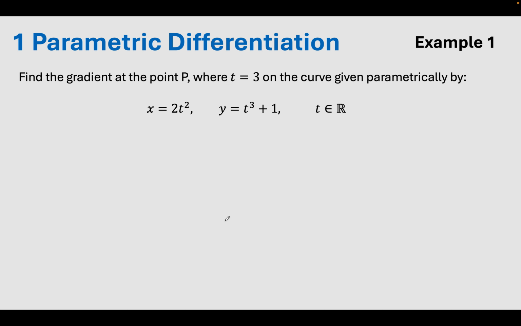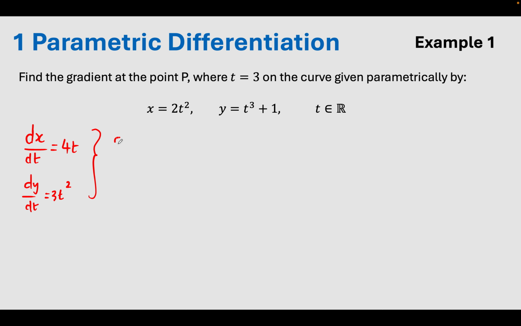So find the gradient at the point P where t equals 3 on the curve given parametrically by x equals 2t squared, y equals t cubed plus 1, and t is in the reals. So we can go through each step of this. So if we can begin by finding dx/dt. So dx/dt just means to differentiate x with respect to t. So I get 4t. dy/dt, I get 3t squared.